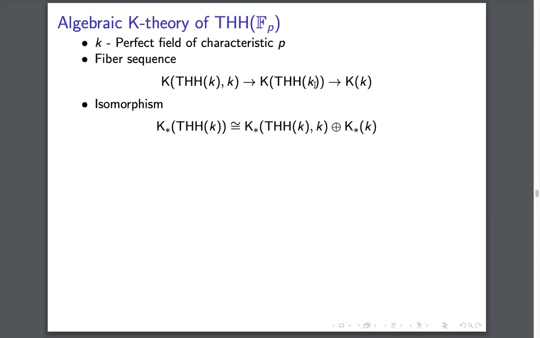And this map splits, which says that the fiber sequence splits. So the algebraic K-theory groups of THH of K are really the algebraic K-theory groups of our base field K direct sum with these relative algebraic K-theory groups. What happens is that trace methods allow you to compute these guys, right? Trace methods allow you to compute these guys, and that's what we do. We really compute these relative groups using trace methods.